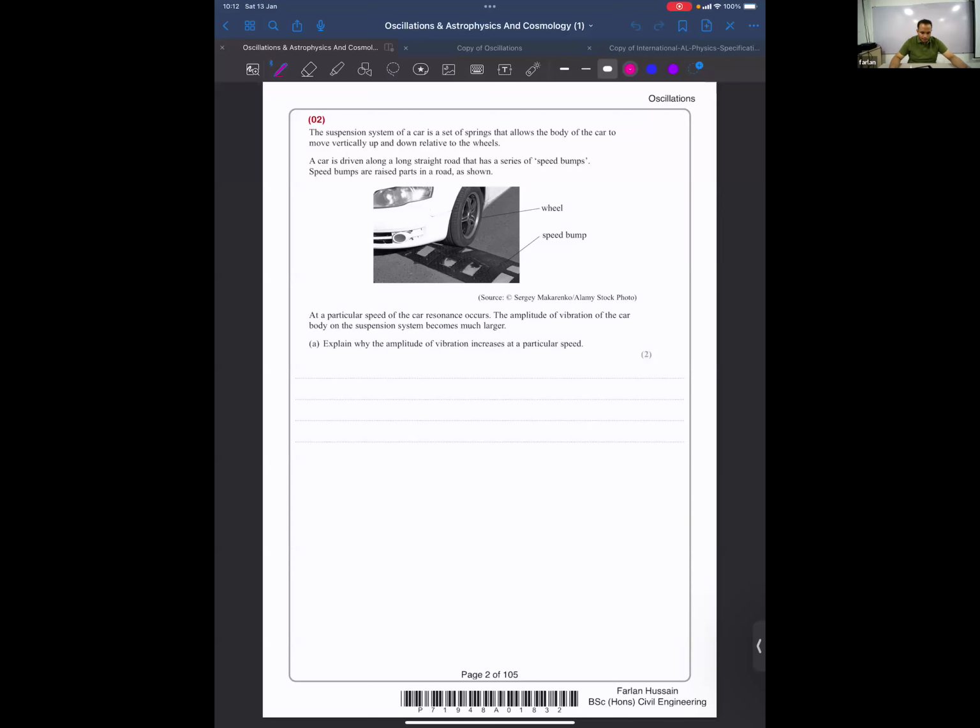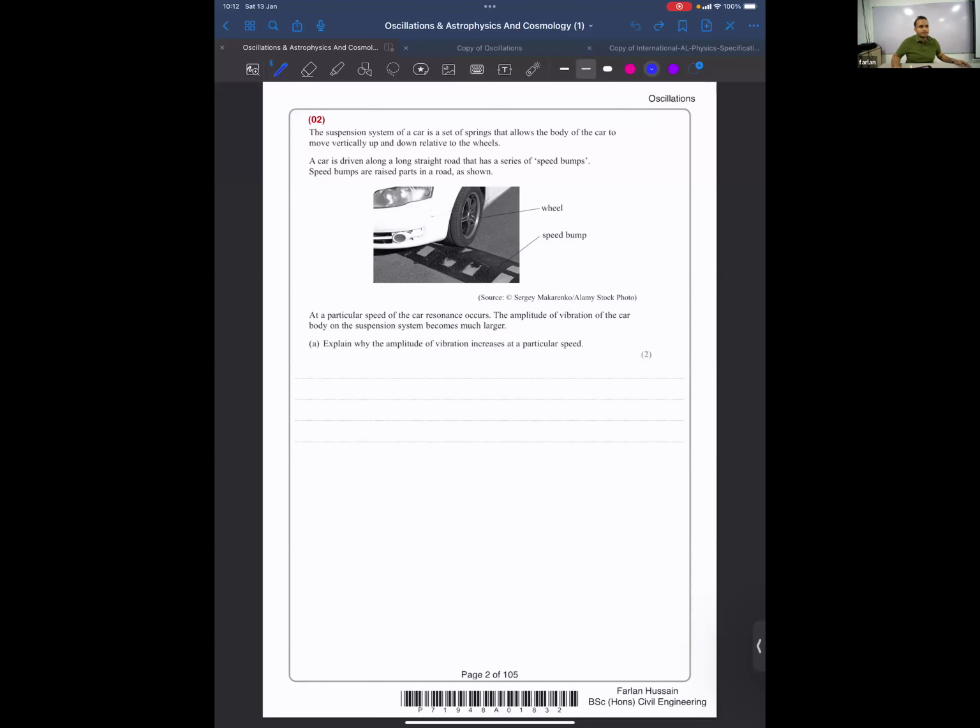At a particular speed of the car, resonance occurs. The amplitude of vibration of the car body on the suspension system becomes much larger. That's what we call resonance. Explain why the amplitude of vibration increases.